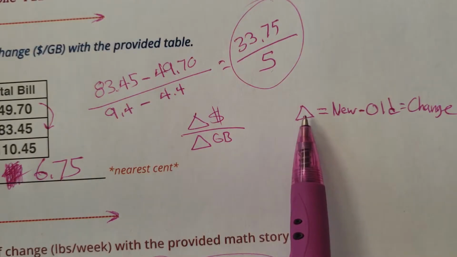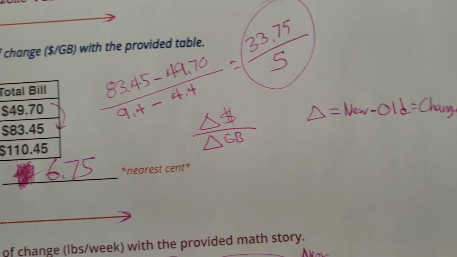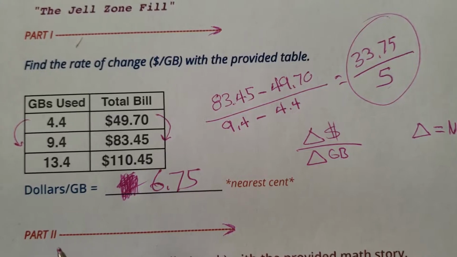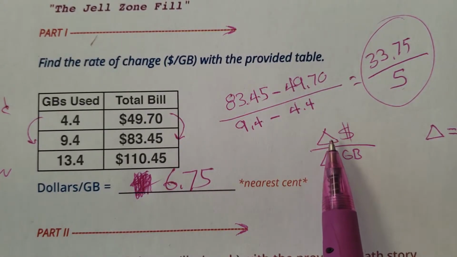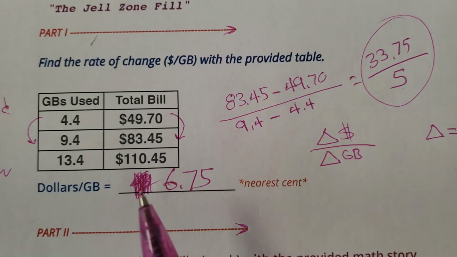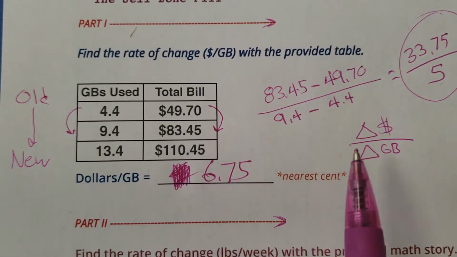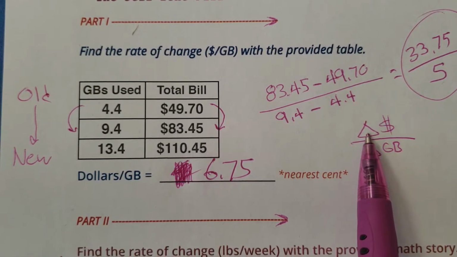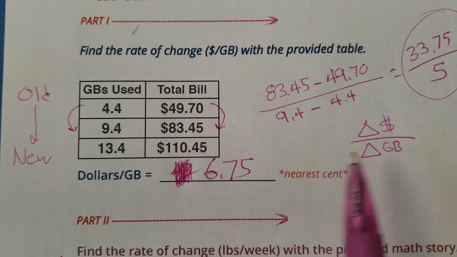There is this little Greek symbol called delta. Some people might use that. I know in higher level math, they talk about the change as delta, so delta dollars, delta gigabytes. Something you might hear sometime down in the future, but this symbol stands for change. So change in dollars over the change in gigabytes.